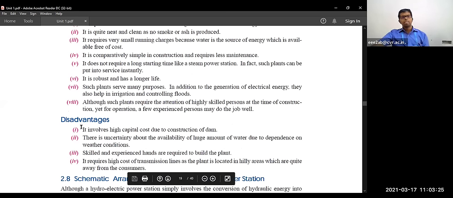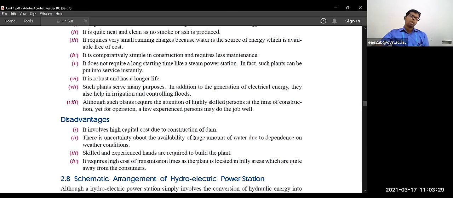Next, what are the main disadvantages? It involves high capital cost due to the construction of the dam. Construction of a dam is not at all an easy task, because you need to construct 15 kilometers. That path also you need to construct, and then the construction of the dam. So heavy concrete structures are needed. It will take some time, and a high capital cost is also needed.